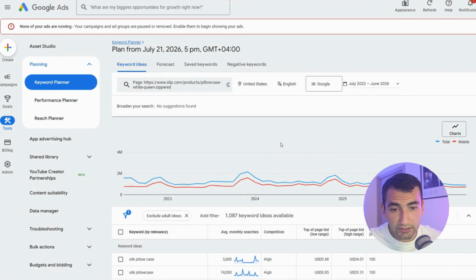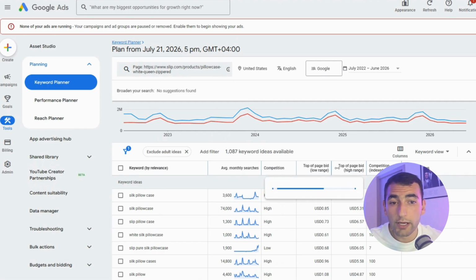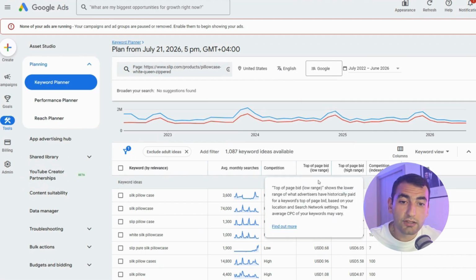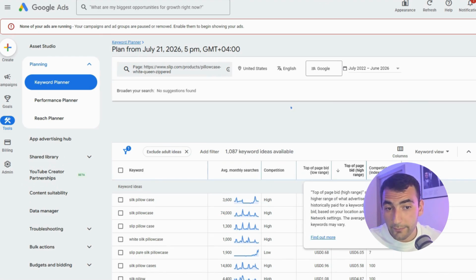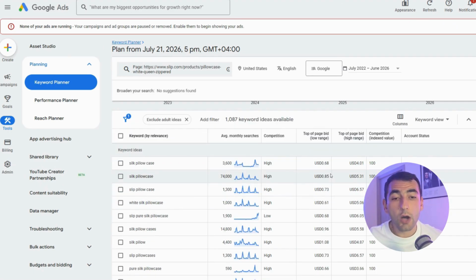But volume isn't actually what we're here for. What we want is the average cost per click. So we have here these two columns, top of page bid low range and top of page bid high range, which means that cost per click for specific queries can go as low as $0.68, but it also can be as high as $18.